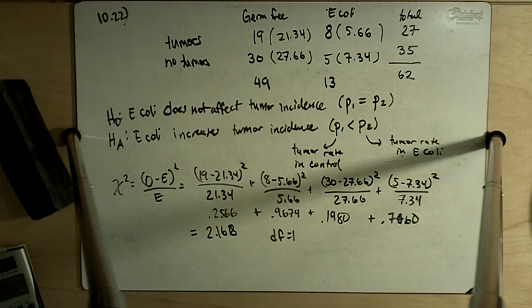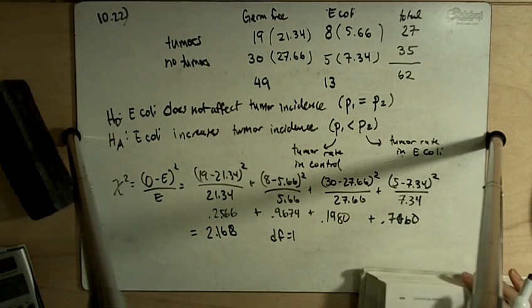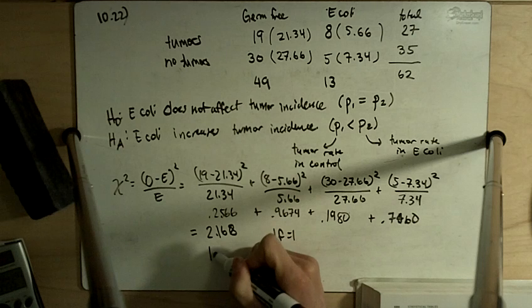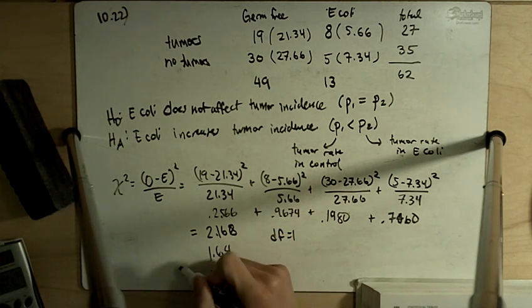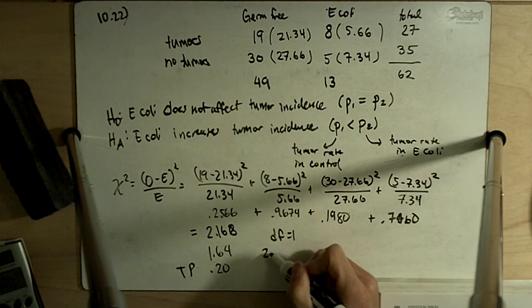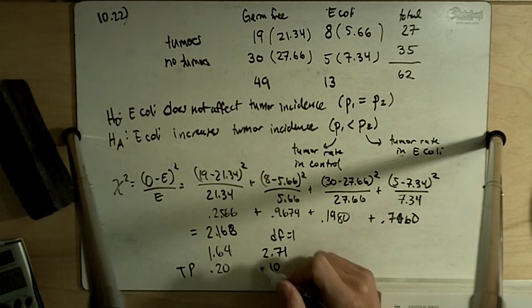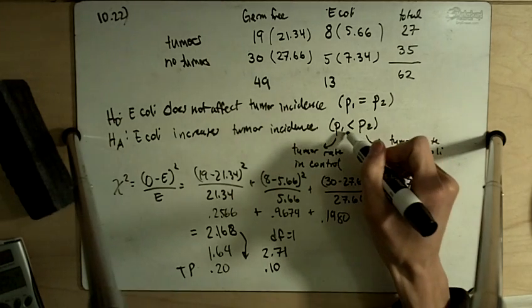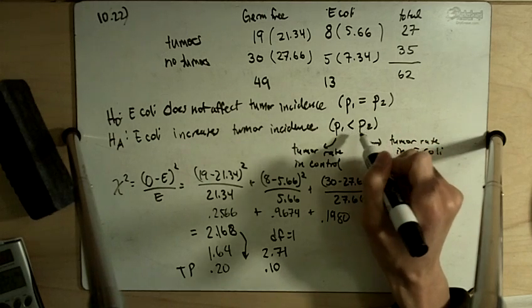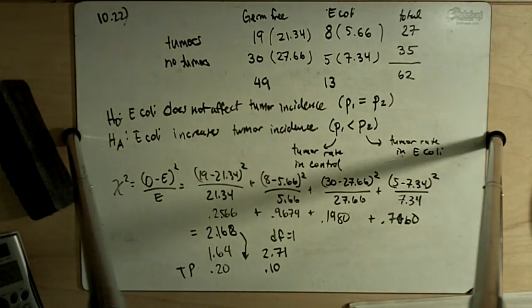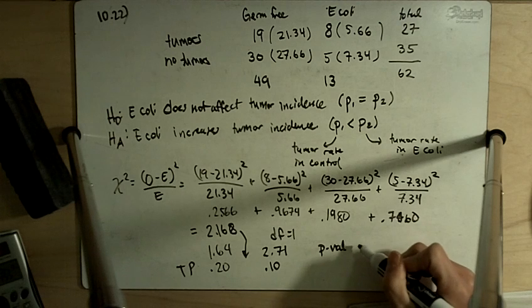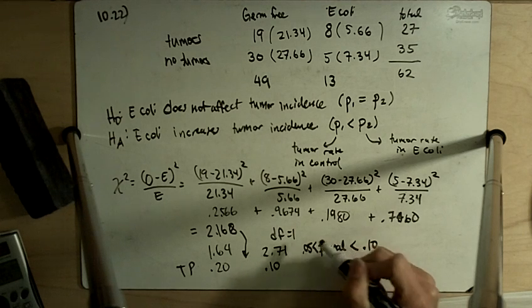of freedom. The degree of freedom is going to be 1. It's always 1 for two-way contingency tables. And so 2.168 is in between 1.64, which corresponds to a tail probability of 20%, and 2.71, which corresponds to a tail probability of 10%. Okay, so 2.168 is somewhere in there. So the p-value, because it's a directional alternative, meaning that we're expecting one thing to increase or decrease rather than just say not equal to, means our p-value will be half of our tail probability. So the p-value is going to be between 10% and 5%.